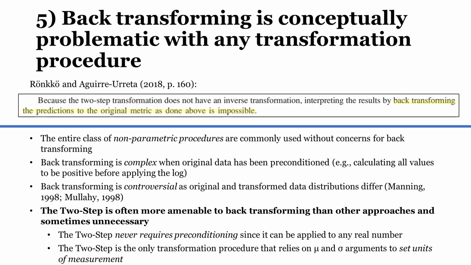Finally, note that the two-step is arguably more amenable to back-transforming, since it never requires preconditioning before being applied. That is, it can be applied to negatives and zeros, and it's the only transformation we know about where the mean and variance arguments are set by the researcher. In other words, the researcher can set the units of measurement, thus often diminishing the need for back-transforming.